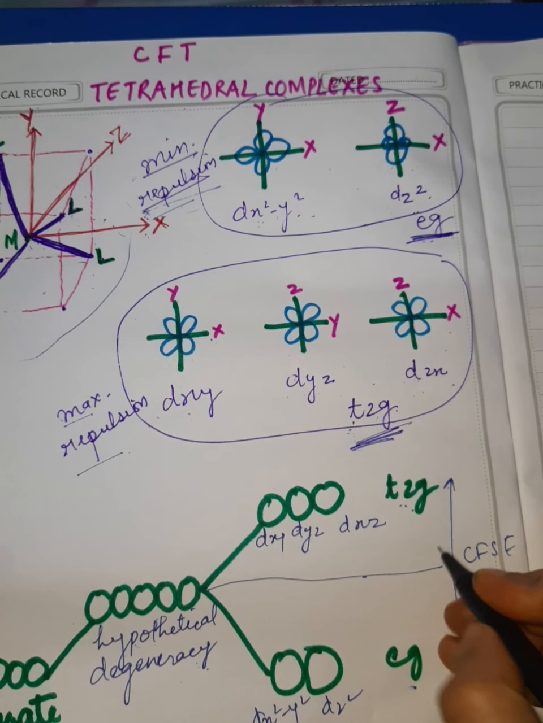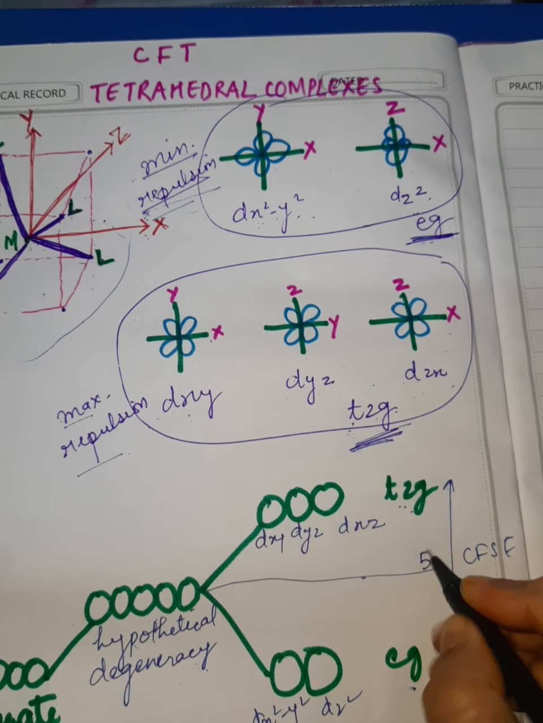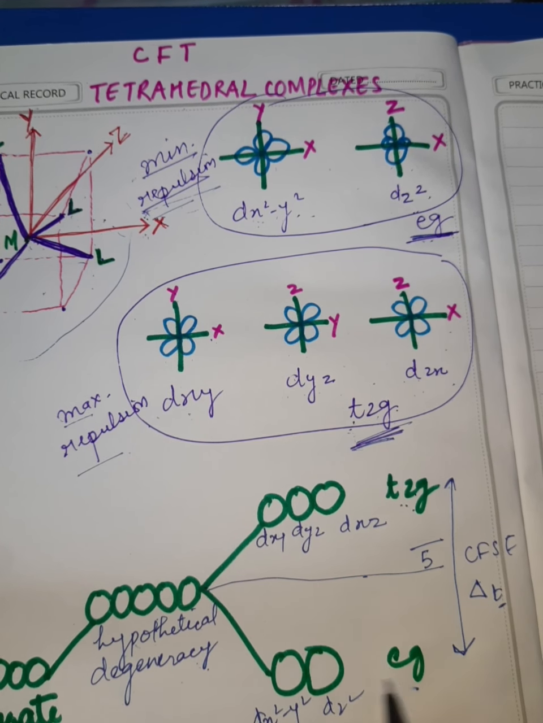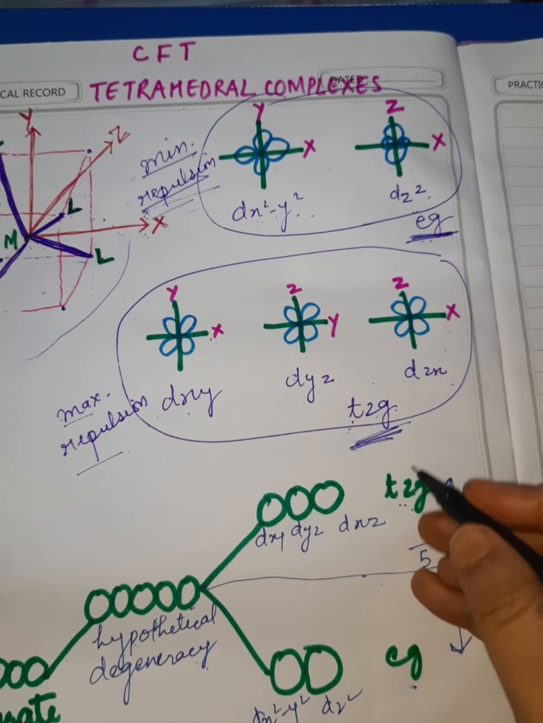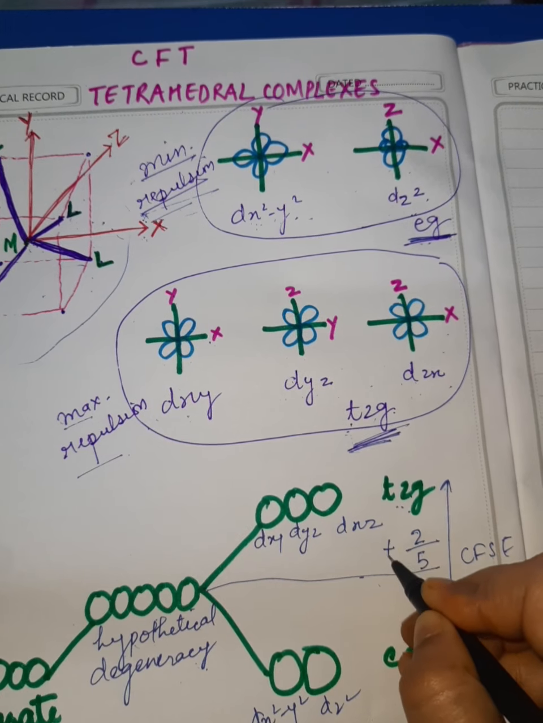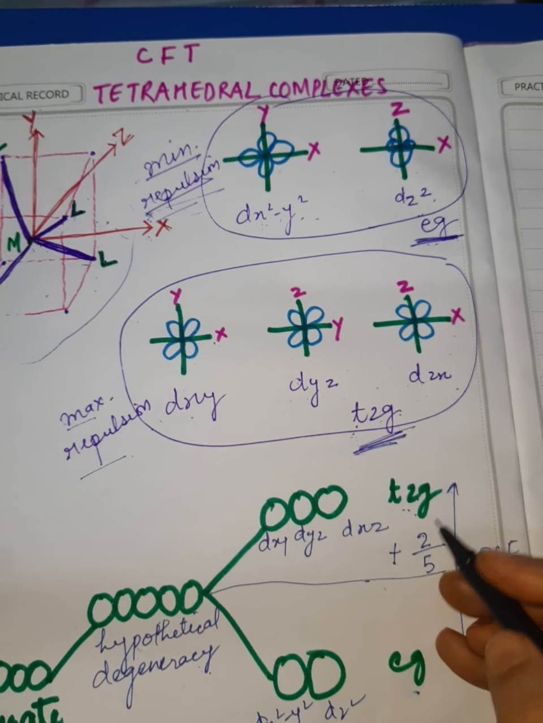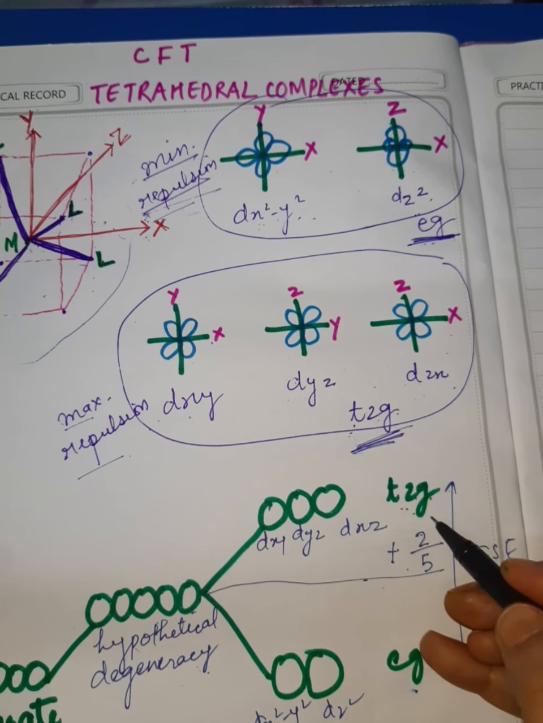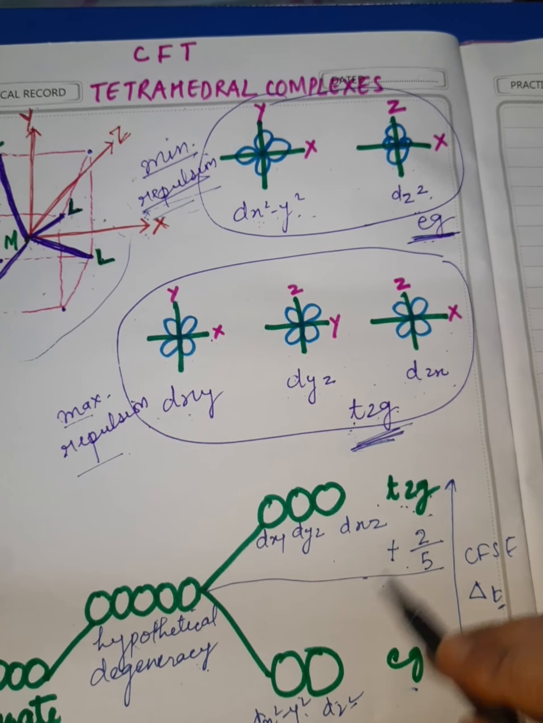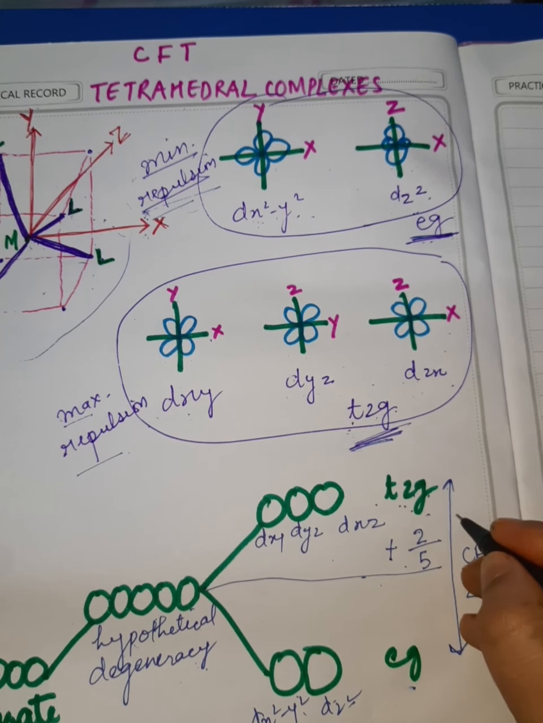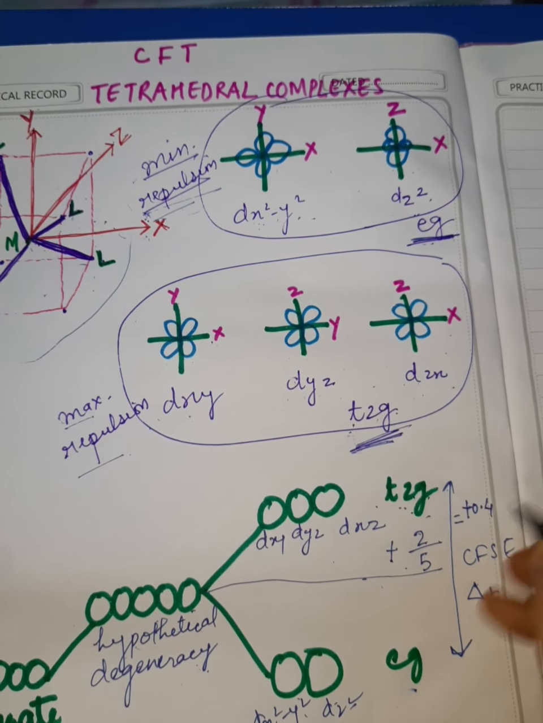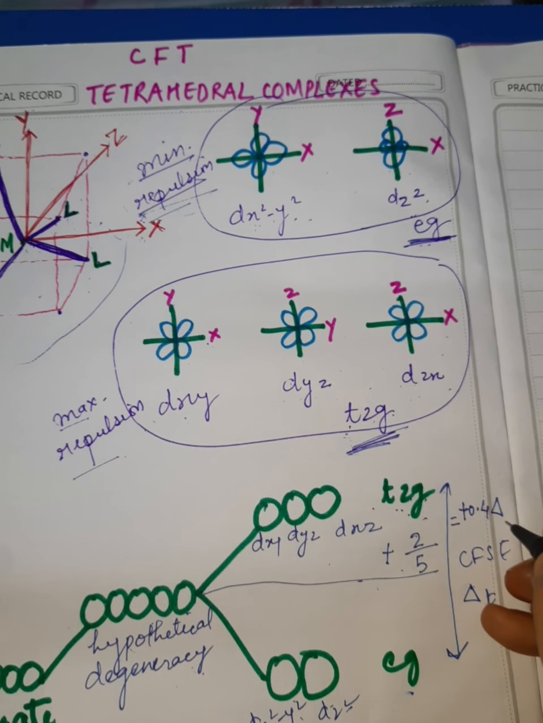Now, there are 5 orbitals. T2G set orbitals have more energy than the 2 EG set orbitals. So their energy is raised by how much fraction? 2 by 5. Since energy is raised, plus. So the T2G set has energy more than the 2 EG orbitals, no? So how much more energy? Plus 2 by 5, that is equal to plus 0.4 delta T.